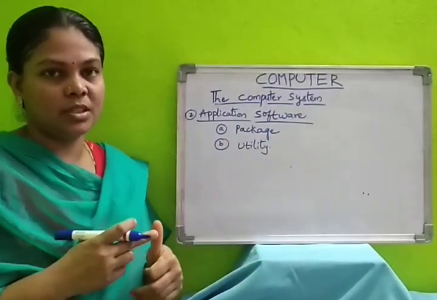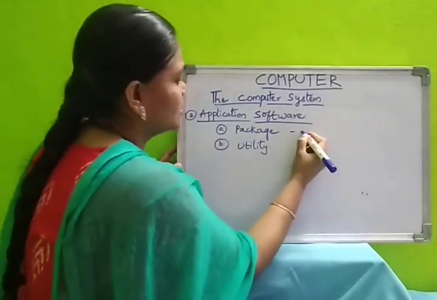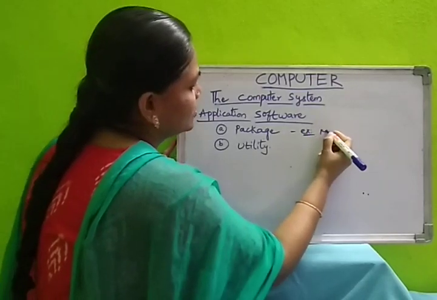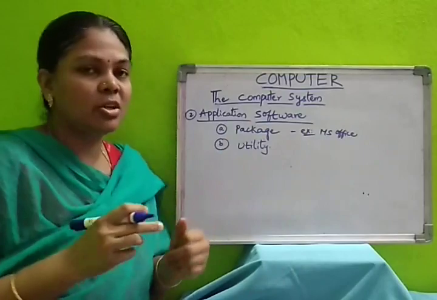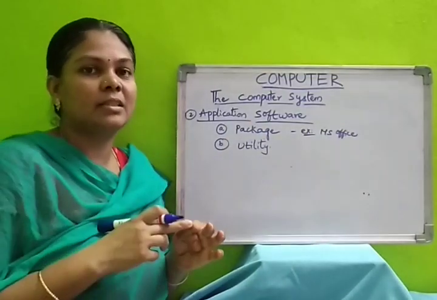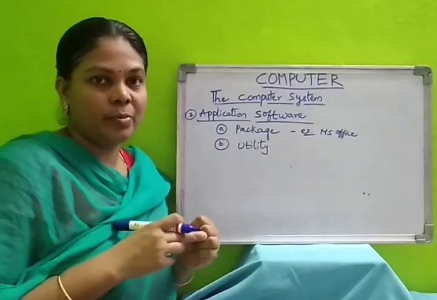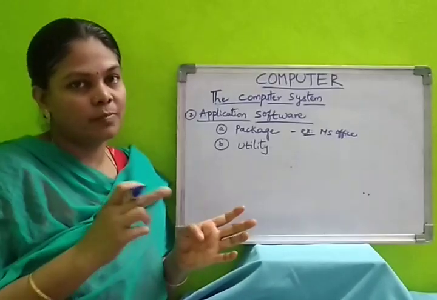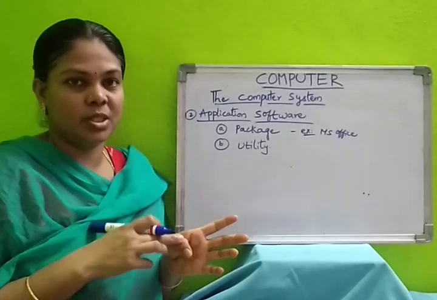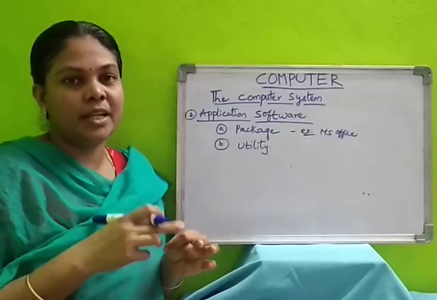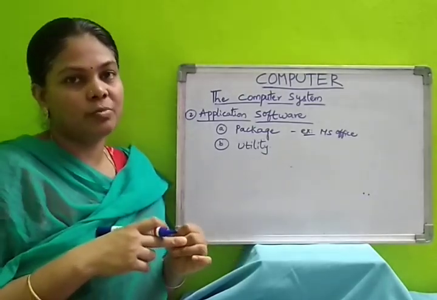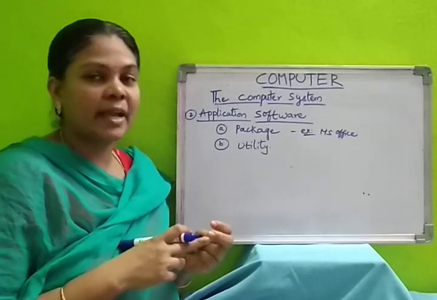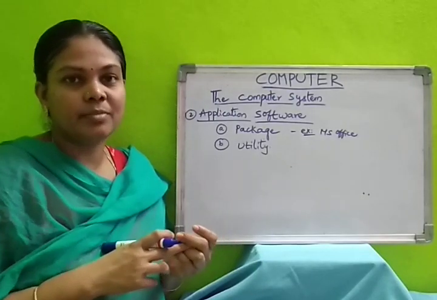Suppose MS Office is an example. In that we have different applications, isn't it? In MS Office we have MS Word, MS Access, MS Excel, MS PowerPoint. We have different uses. With Word we can type information, and in Excel we can write tables and do the calculations. With PowerPoint we can give presentations. Access is for database management.